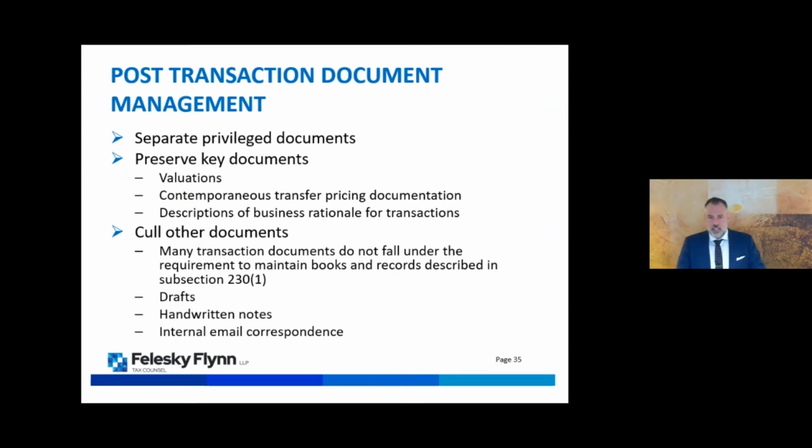And then the last thing is that you're required to maintain books and records described in subsection 230(1). But there are lots of documents that will be produced throughout the process of an M&A deal that don't fall under that requirement, and you're not required to maintain them. And in some cases, they're not that helpful to you, and the best thing to do is get rid of them at the end of the transaction, cull your file, get rid of the things that you're not required to maintain and that might not be helpful going forward.